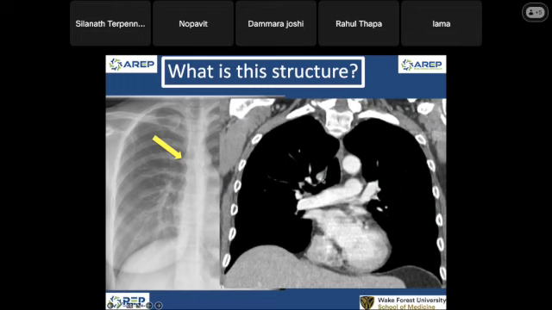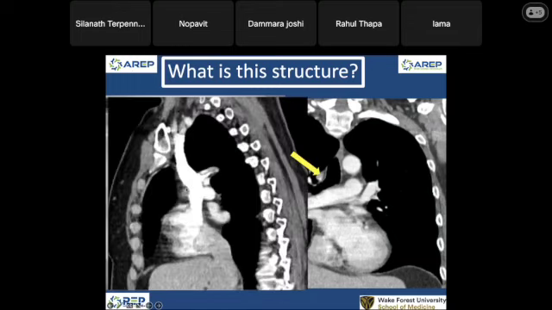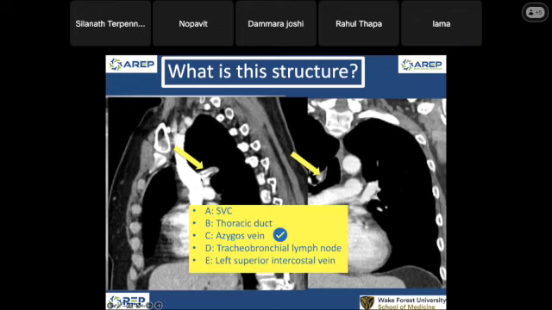And look at this. I'm talking about this little guy here, and also this one. See that? The filling defect in here is because of the flow artifact. It's not because of thrombus. It's a flow artifact. This one is the superior vena cava, and this one is about to be the right atrium. This is the azygos vein. Good. Okay, next one.